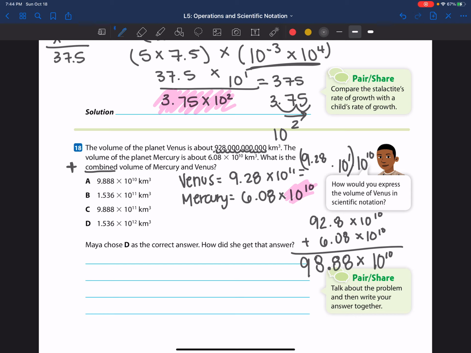So I've got 98.88 times 10 to the 10th, but I know that's not written in scientific notation, so I'll need to move the decimal over one digit. So I'll have 9.888 times 10 to the 11th power as my final solution. And that is C. Maya chose D.